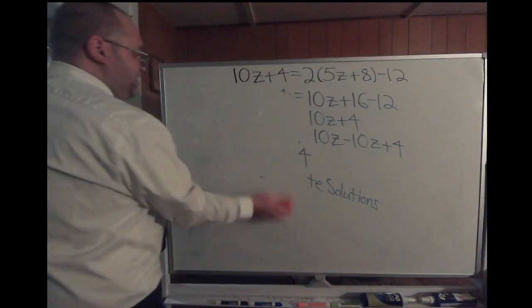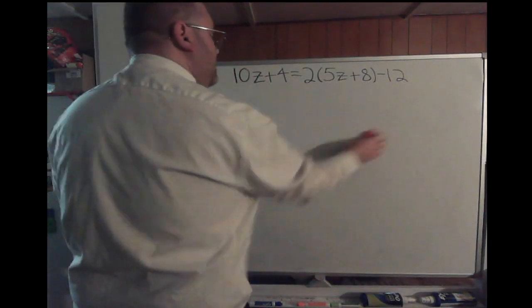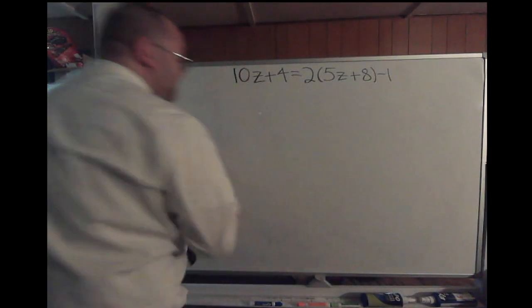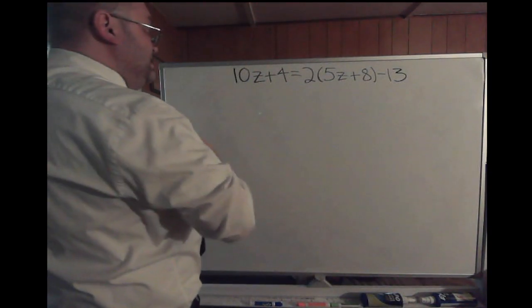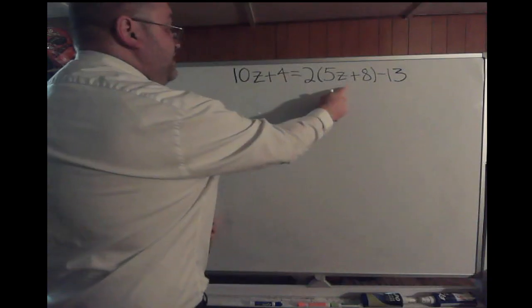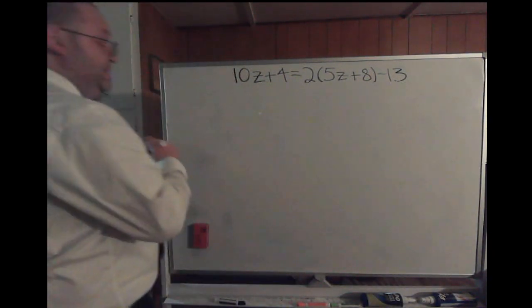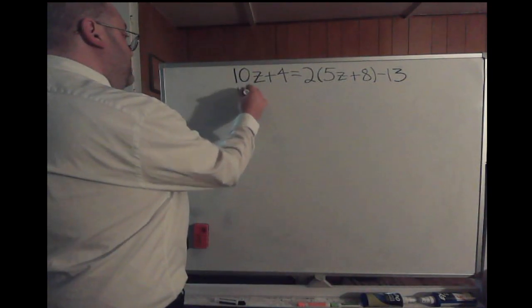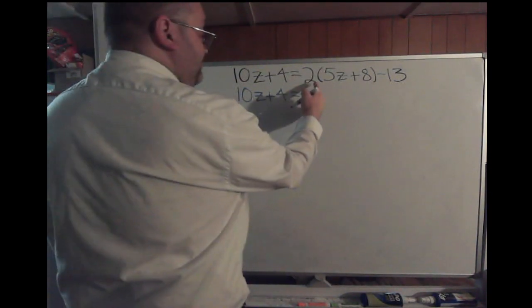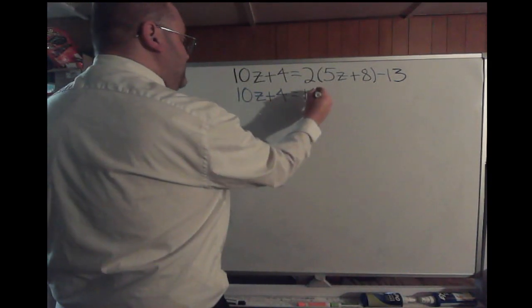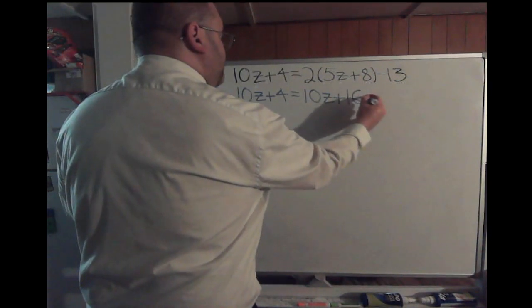Alright, I'm going to change this equation slightly for the last example. Let's make this minus 13. So now we have 10z plus 4 equal to 2 times the quantity of 5z plus 8 minus 13. Well, we'll do what we did already. We'll keep the left side the same. We'll have 10z plus 4. We'll set that equal to, let's do the distributive property, 2 times 5z, that's 10z, plus 2 times 8, well that's 16. Then you have minus 13.